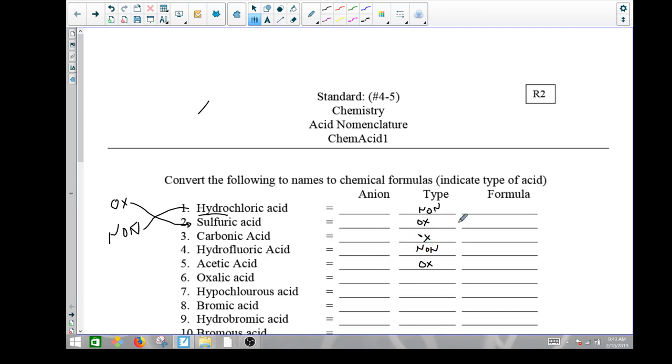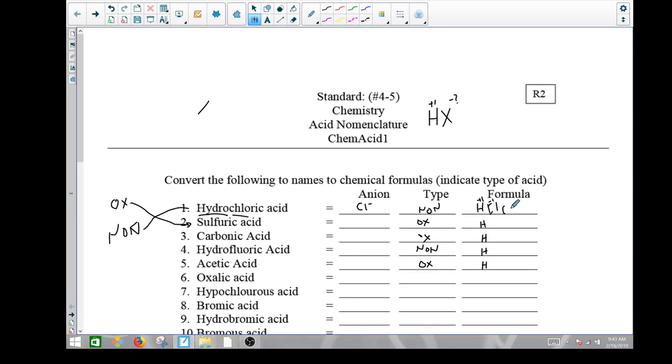Formula-wise, all acids start with H. Let's go ahead and do that. The anion is represented right here. Every acid has an H out front, and it has an anion. So +1, and this is a negative charge. It depends on what that charge is. This anion here is just Cl minus. So HCl. +1, -1, charge balances, and we're all set.